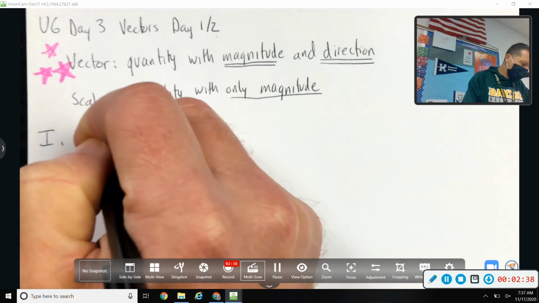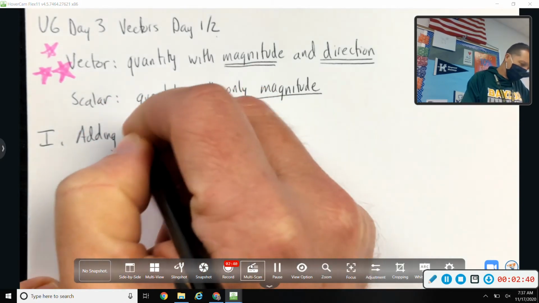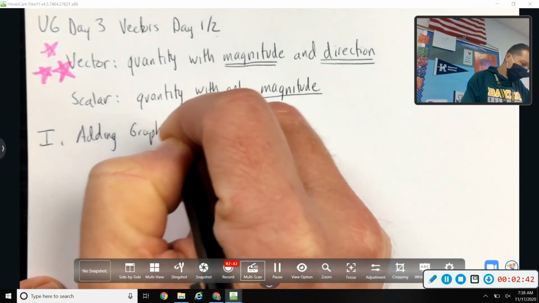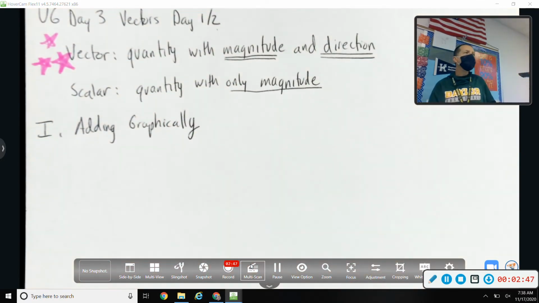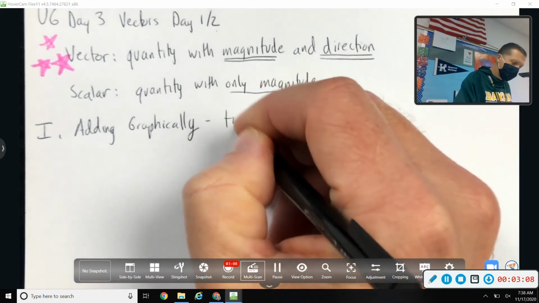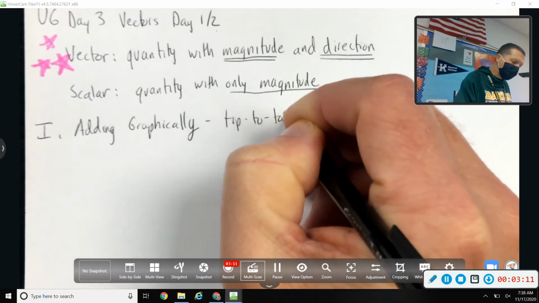All right, we're going to do 3 things with them today. First thing we're going to do is add them graphically. If you've been in, how many of you have had physics? Either in physics or had physics? Some? Okay. Do you remember the little saying about how to add vectors? You add them tip to tail.